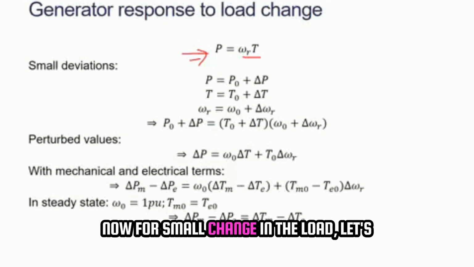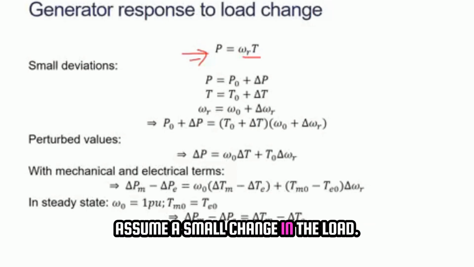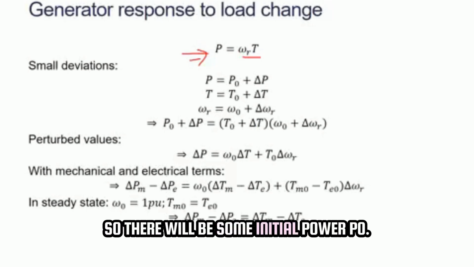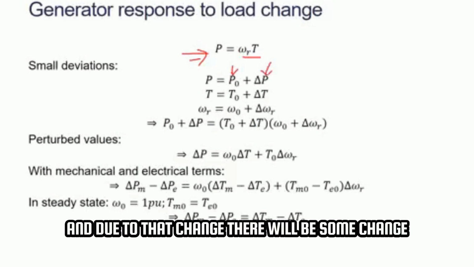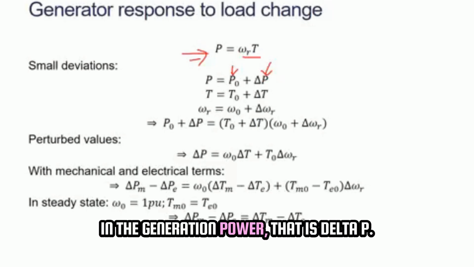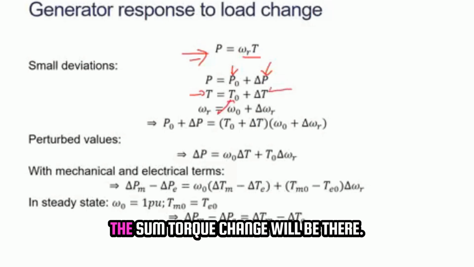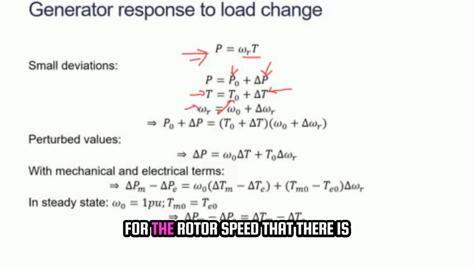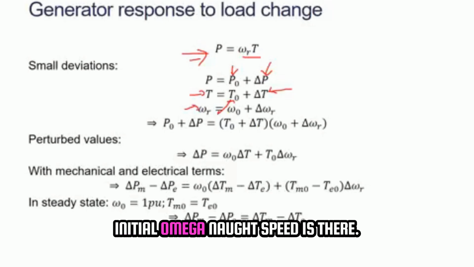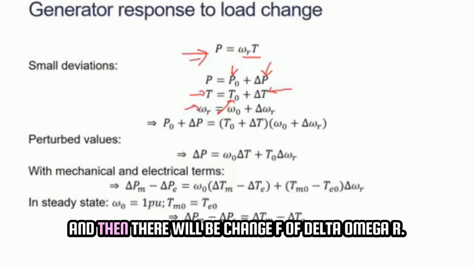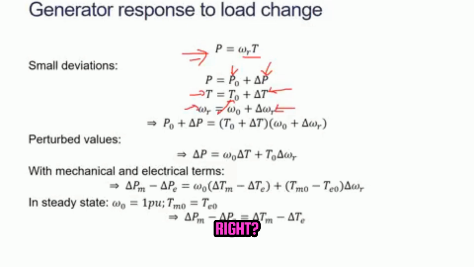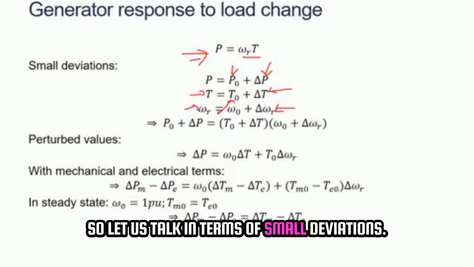Now for a small change in the load, let's assume a small change in the load. There will be some initial power P naught, and due to that change there will be some change in the generation power, that is delta P. And in the torque also, initially there is some torque, and some torque change will be there. Similarly for the rotor speed, there is an initial omega naught speed, and then there will be a change of delta omega r, right? So let's talk in terms of small deviations.